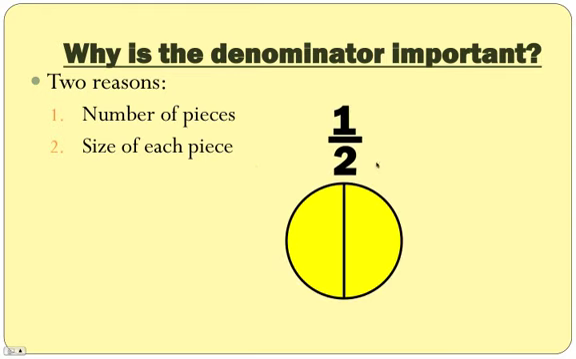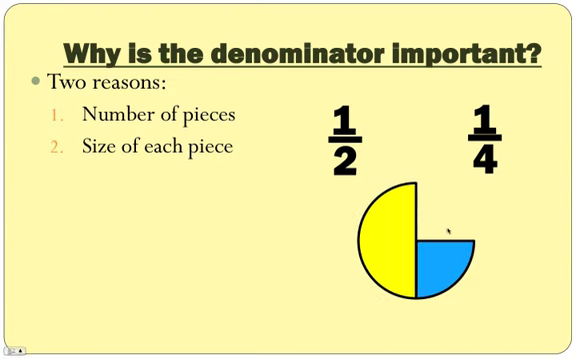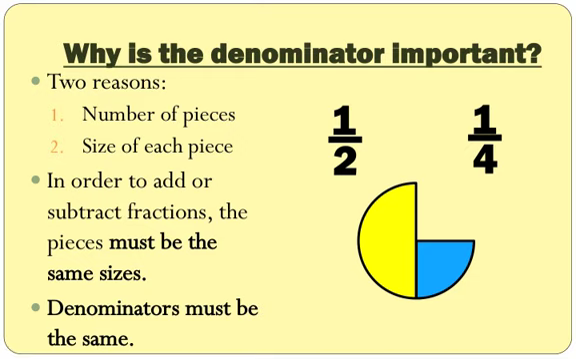So let's say, for example, here we have 1/2. Well, this here is 1 whole. 1/2 is one of the two. And here we have 1/4. Well, there's 4 total pieces here. So far, this is 1 whole. We're only going to take one of those 4 pieces. When we try to put them together, we can't really do it. It gives us a really unclear answer. And the reason why it gives us an unclear answer is because the pieces are different sizes, so we can't put them together. So in order to add or subtract fractions, we have to make the pieces the same sizes. Therefore, the denominators must be the same.